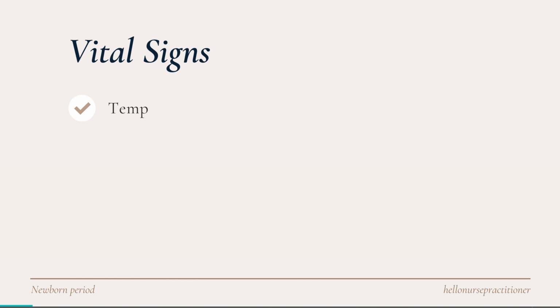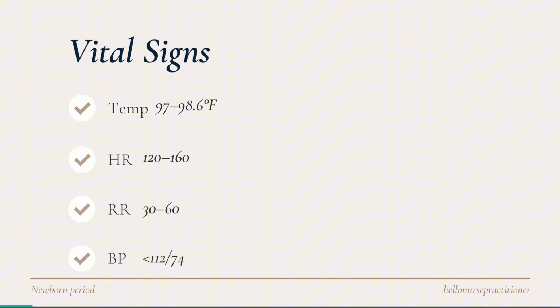Vital signs in the newborn: temperature between 97 and 98.6 degrees Fahrenheit. Heart rate is 120 to 160 beats per minute. Respirations between 30 and 60, and blood pressure is less than 112/74. I'm going to go over some skin conditions.